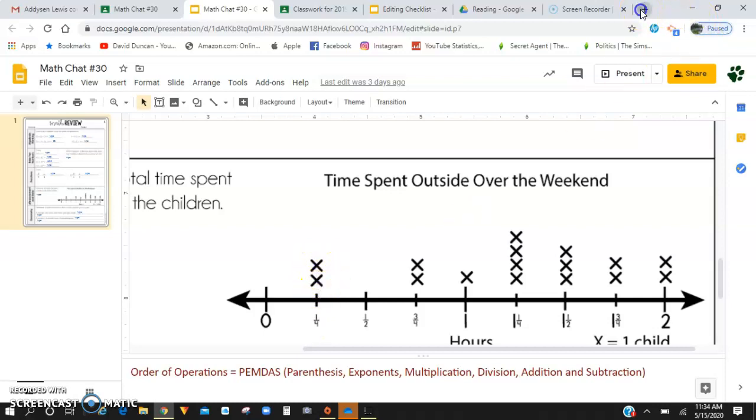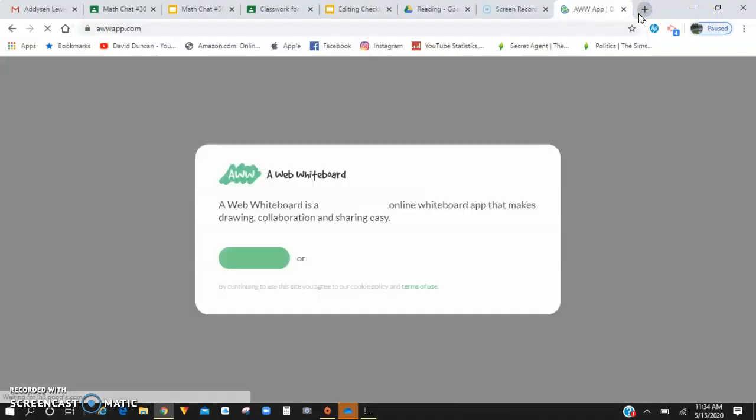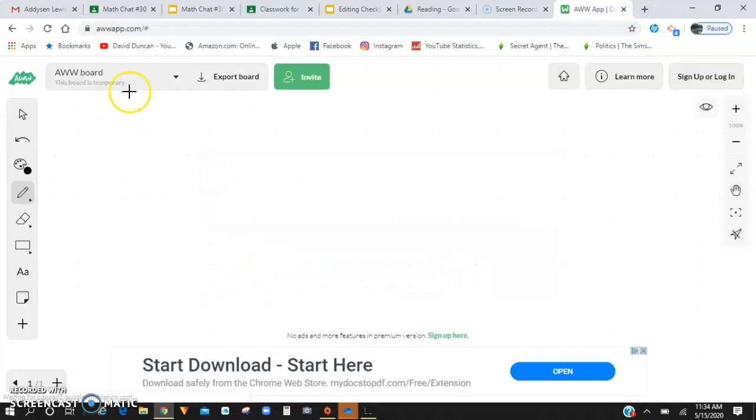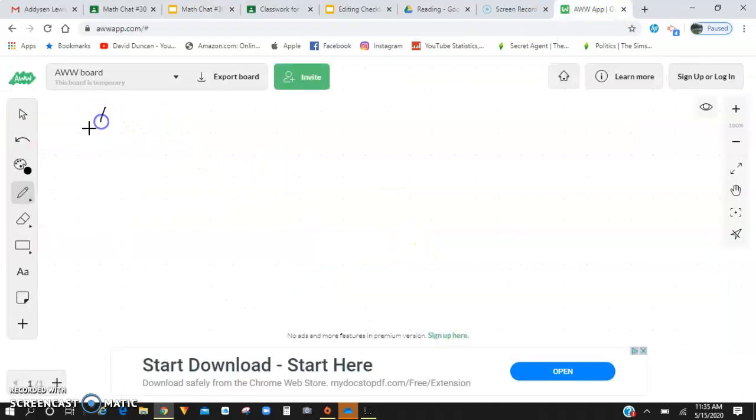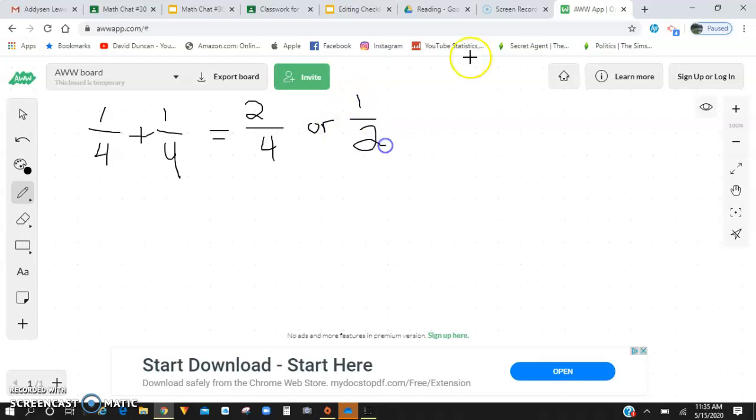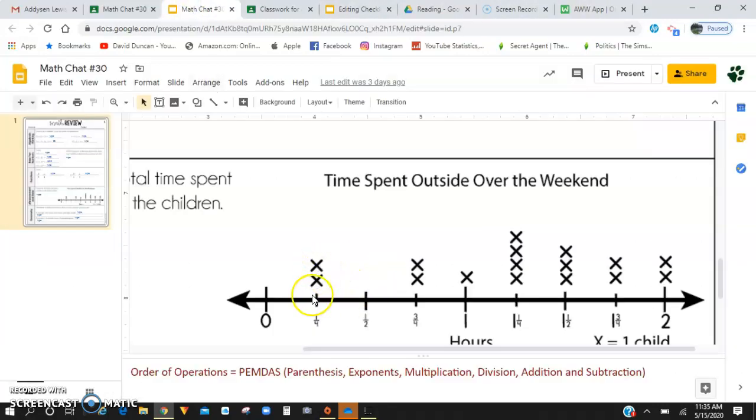So I'm going to get you started, and I'm going to go on my whiteboard real quick to give you a little bit of a head start. So here I have two 1/4s. I know that 1/4 plus 1/4 is going to give me either 2/4 or 1/2, okay? That's for the first data collection.